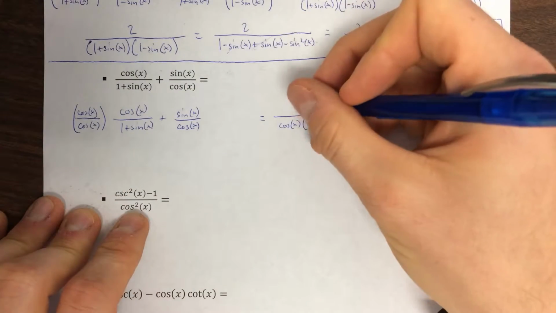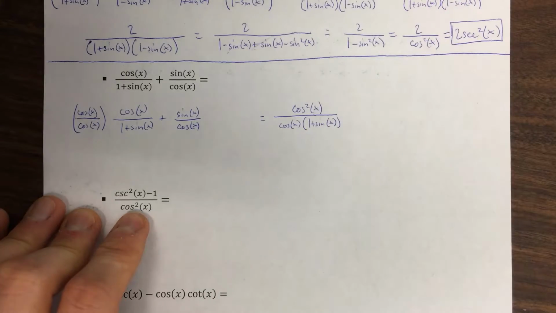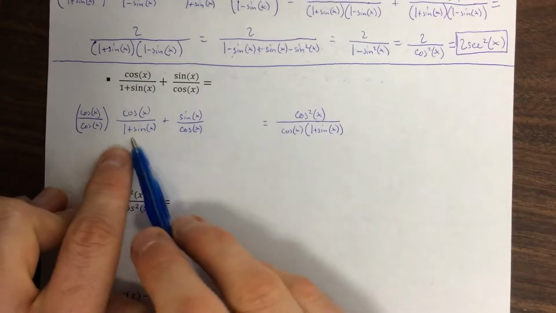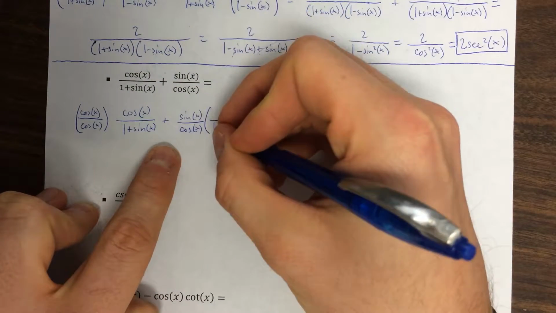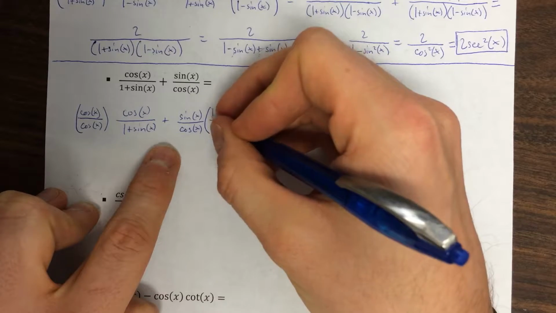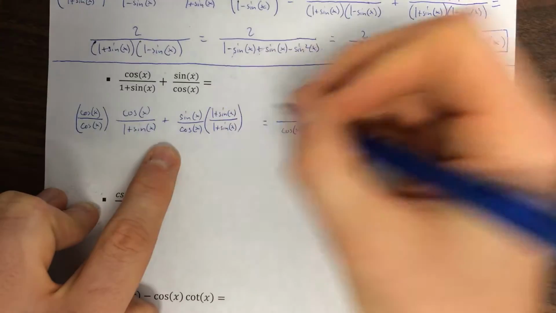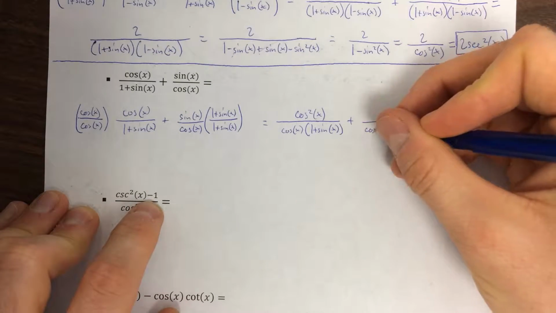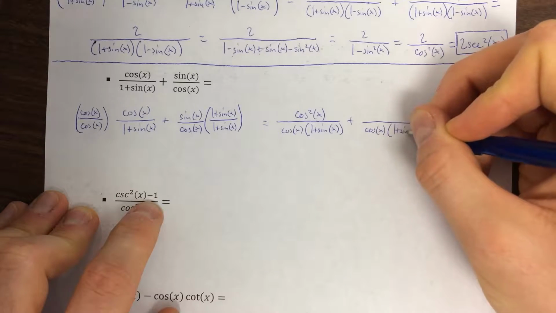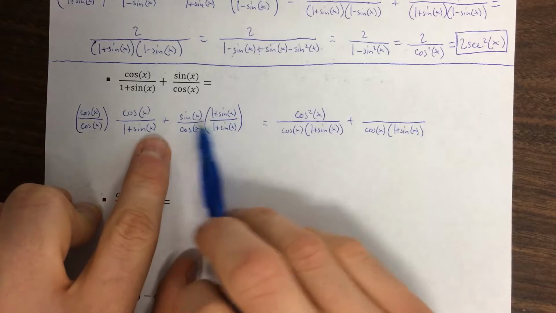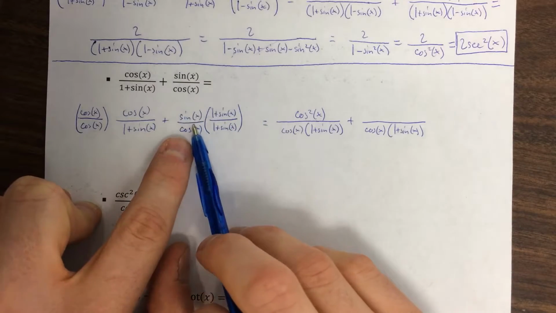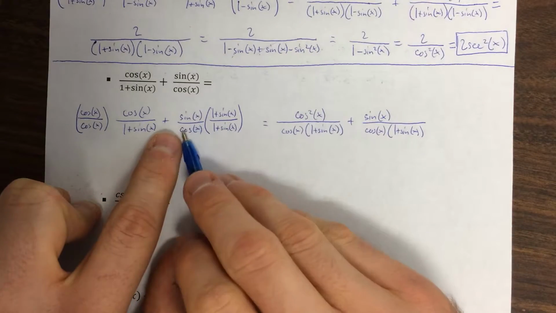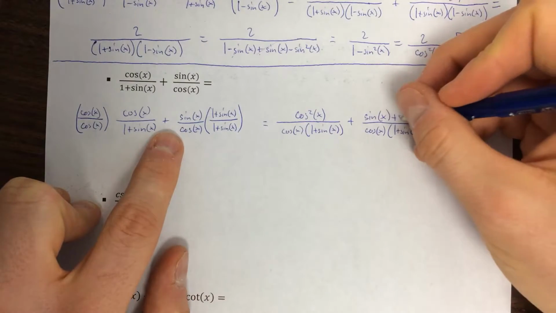Our new numerator becomes cosine squared x. And then similar thing here, we have cosine, we want 1 plus sine x to be with it, so we can multiply numerator and denominator here by 1 plus sine x. Our denominator becomes cosine x times 1 plus sine x. And now in our numerator, we have to use the distributive property. So sine x times 1 would give us sine x. Sine x times sine x would give you sine squared x.